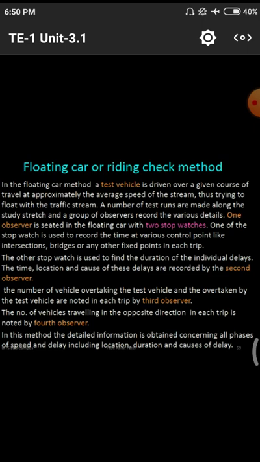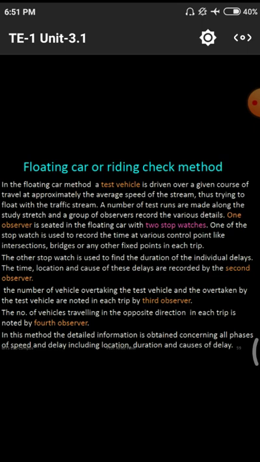The number of vehicles overtaking the test vehicle and overtaken by the other vehicles are noted in each trip by a third observer. That means totally we are having three members. One is driving, two members are simply noting particular values. One is allocated for speed study, another for delay study, and another person is allocated to observe how many vehicles are moving and how many vehicles we are crossing, all those things. In this method the detailed information is obtained by considering all phases of speed and delay studies, including location, duration and cause of delay.